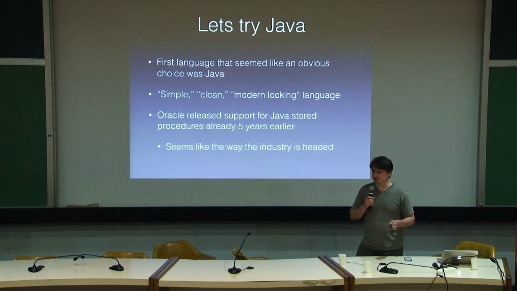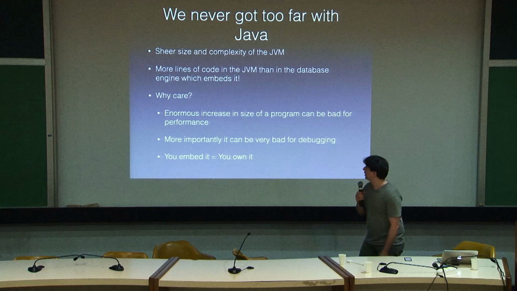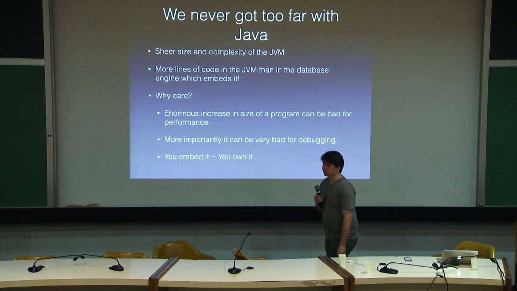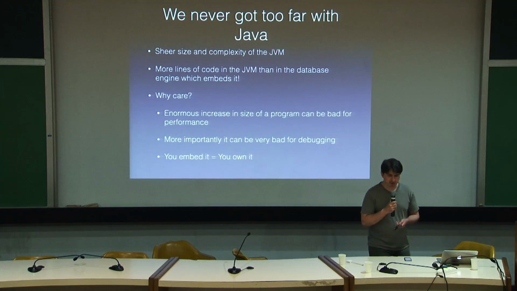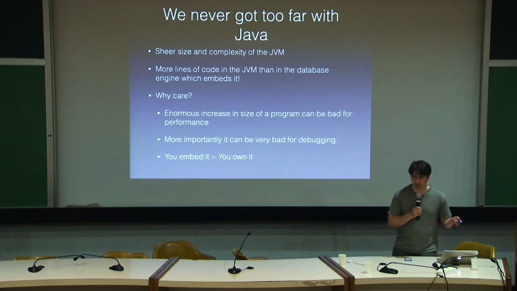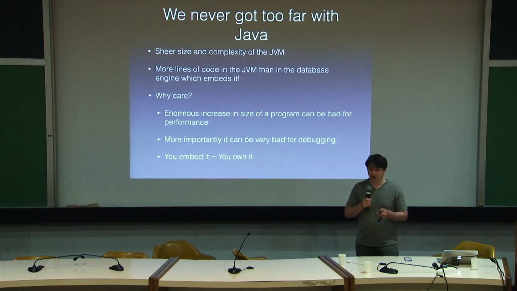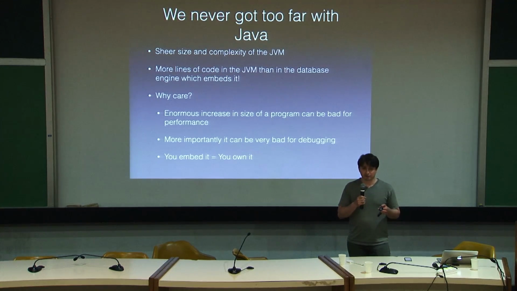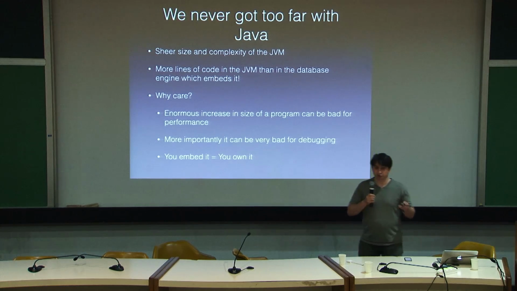And so I said, okay, this is definitely where the industry's going anyway. Java looks great. Let's do it. We never really got that far off the ground with Java. It didn't work all that well. The main thing, and this is going to lead me closer to Lua, is it's huge. It's complex. It's gigantic. The code base for their JVM is larger than the database we were putting it inside of. So that disturbed me a lot.